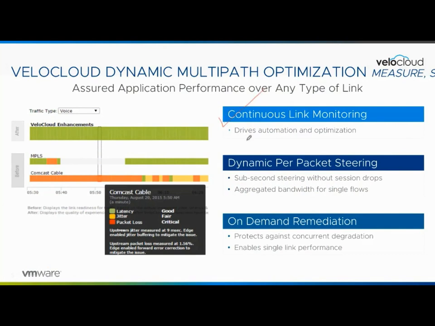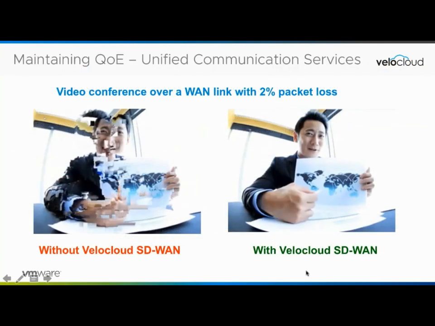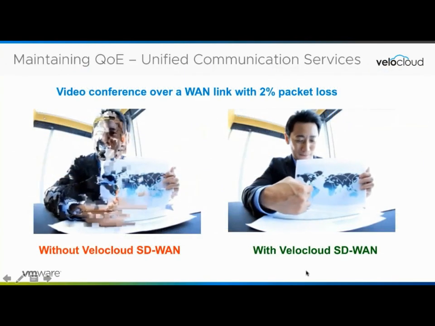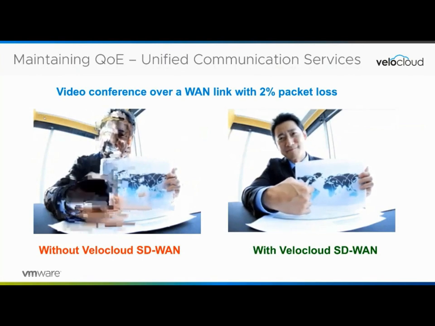So continuous link monitoring, dynamic per-packet steering. The third piece to this DMPO is on-demand remediation for those real-time applications. And this works even on a single link. That's an important concept because when a customer has a single link, there is no way to do link steering. And that's where on-demand forward error correction kicks in. And this is where I'm showing you a use case for a real-time application.